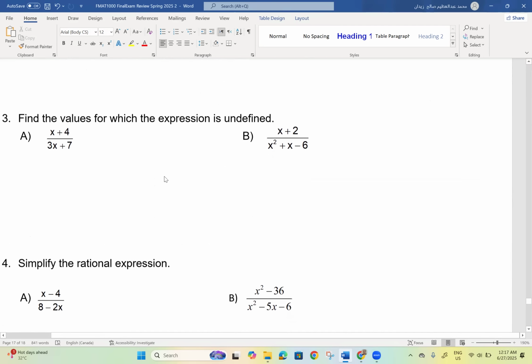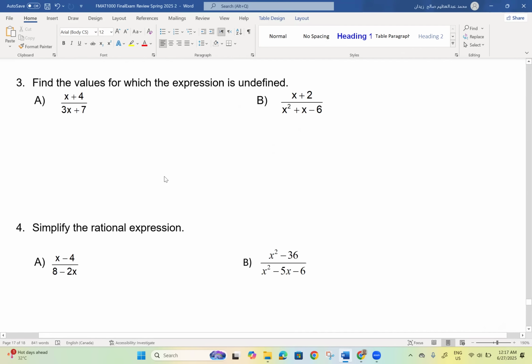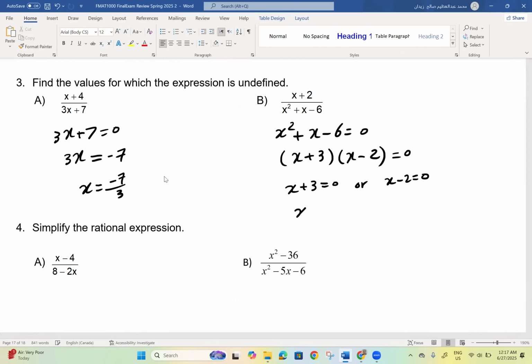Okay? Find the values for which the expression is undefined. The algebraic expression is undefined if and only if 3x plus 7 is equal to 0. So 3x is equal to -7, so x is equal to -7/3. This one is x squared plus x minus 6 equal to 0. By factorization, you have x plus 3 times x minus 2 is equal to 0. So either x plus 3 is equal to 0 or x minus 2 is equal to 0. So you have either x is -3 or x is 2. These two values of x make this expression undefined.